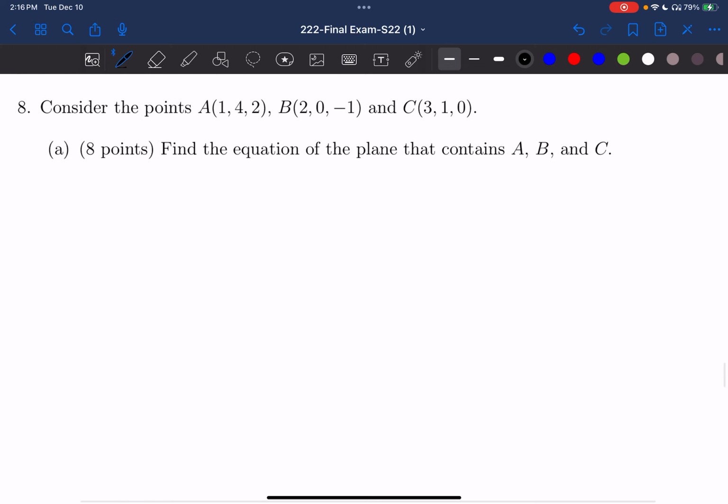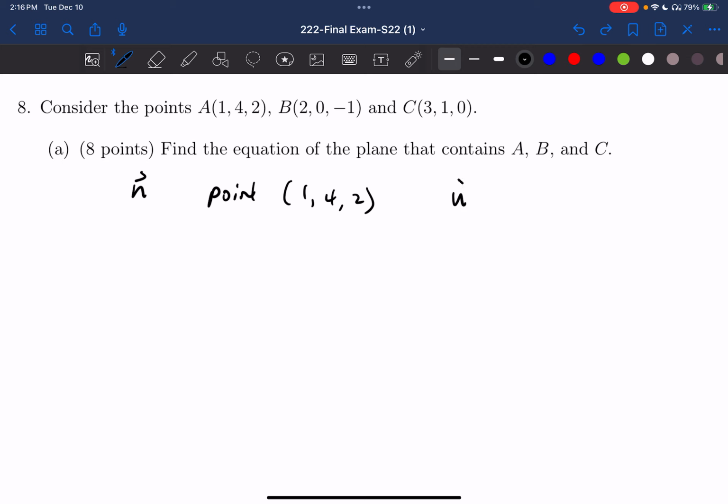Consider the points A, B, and C. Find the equation of a plane that contains A, B, and C. To find the equation of a plane, we need our normal, and we need a point. We have a lot of points here, so let's just say our point is equal to (1, 4, 2). How do we find n?